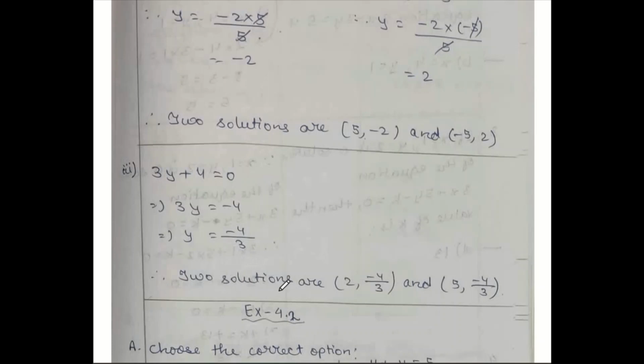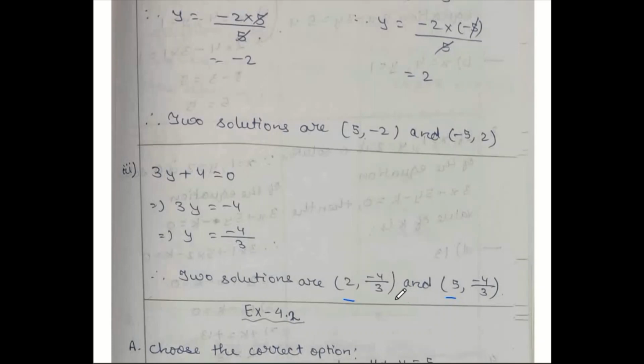Now two solutions are, since for y we have minus 4 by 3, y is fixed. y doesn't change. x is not available, so in place of x you can take any number, your wish. So I have taken (2, minus 4 by 3), (5, minus 4 by 3). y should not change.